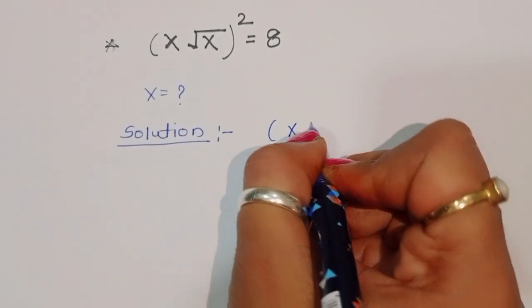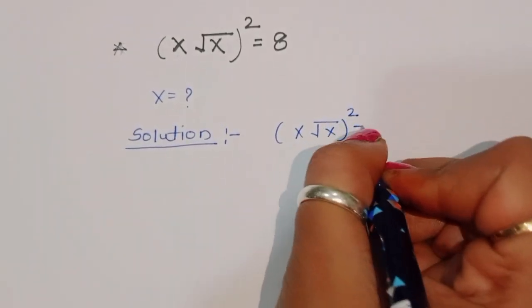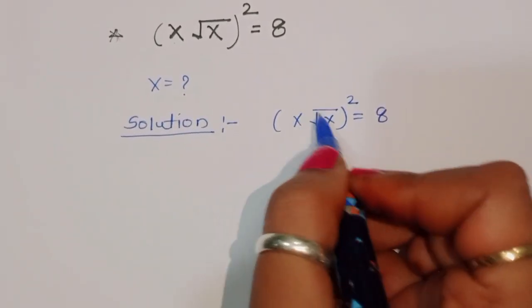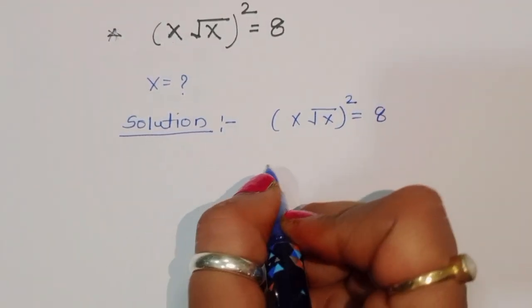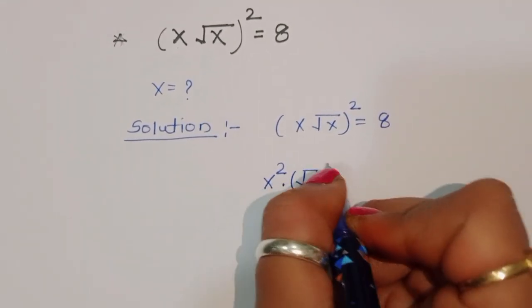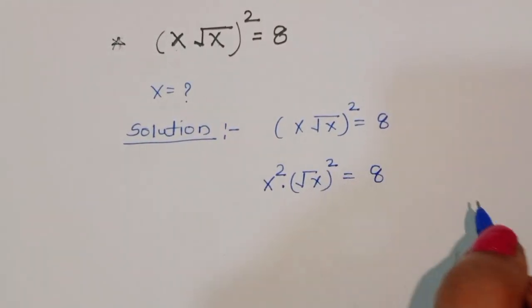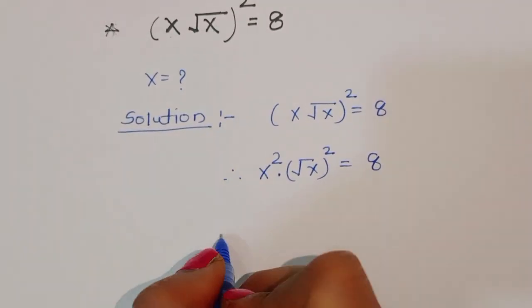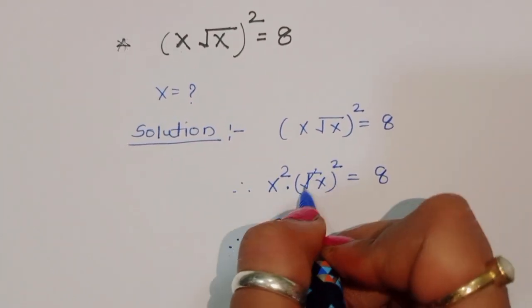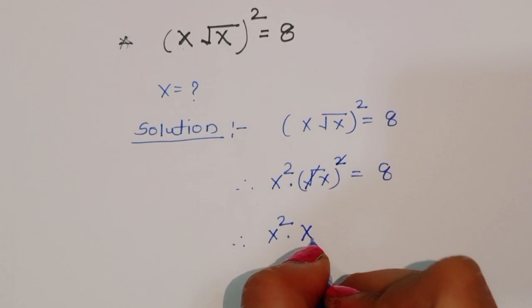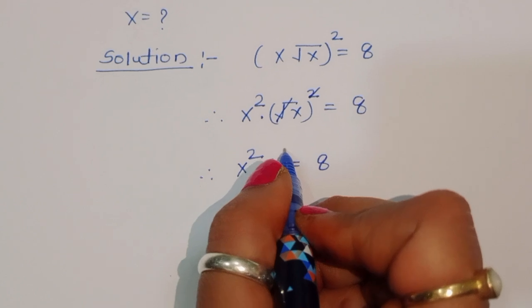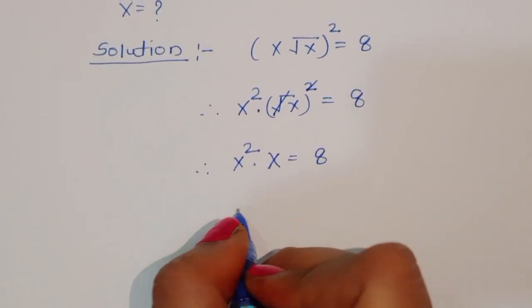Now, x times square root of x, whole squared, is equal to 8. This is given. If we separate the square, x squared times square root of x whole squared is equal to 8, right? Therefore, the square cancels with the square root, so x is equal to 8, right? Now x power 2 and x power 1, so we can write this as x power 3.